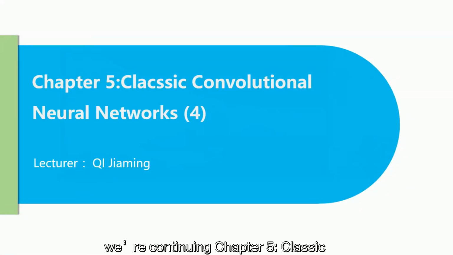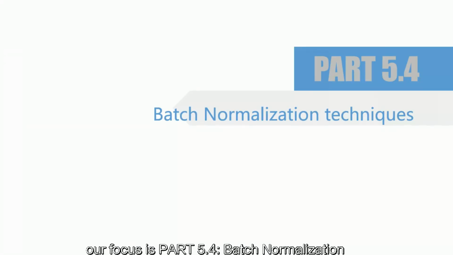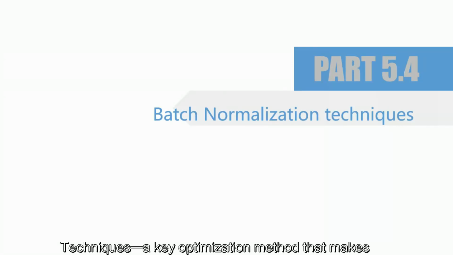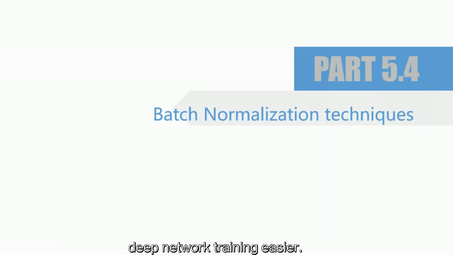Today, we're continuing Chapter 5, Classic Convolutional Neural Networks 4. Our focus is Part 5.4, Batch Normalization Techniques, a key optimization method that makes deep network training easier. Let us start with the core idea of batch normalization, then apply it to a cat and dog classification task.